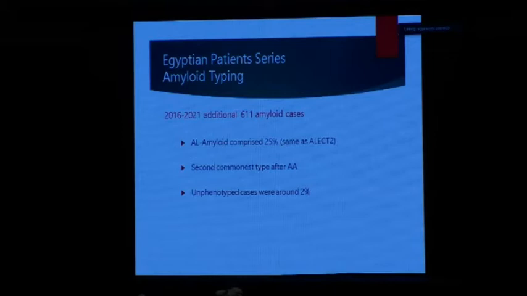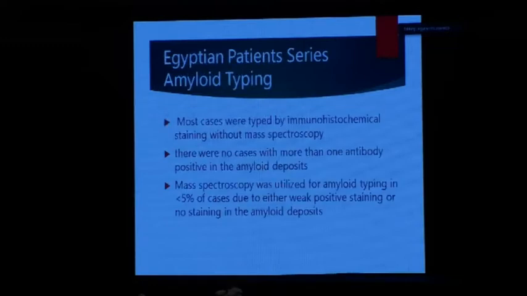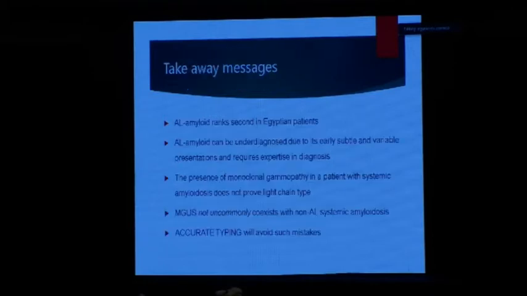ALECT2, same as leukocyte chemotactic factor 2, is the main differential diagnosis with AL amyloid, because if it's not typed and it's not identified, it's mistaken as AL amyloidosis, and patients receive unnecessary treatment. It is much more common in our population than hereditary types of amyloidosis, and as you can see in our series, unphenotyped cases, which would represent the hereditary types of amyloidosis, were only around 2%. So most of our cases were typed by the commercially available immunohistochemical staining. Less than 5% were sent for mass spectrometry. Mass spectrometry is not available worldwide. It's available only in a few centers.